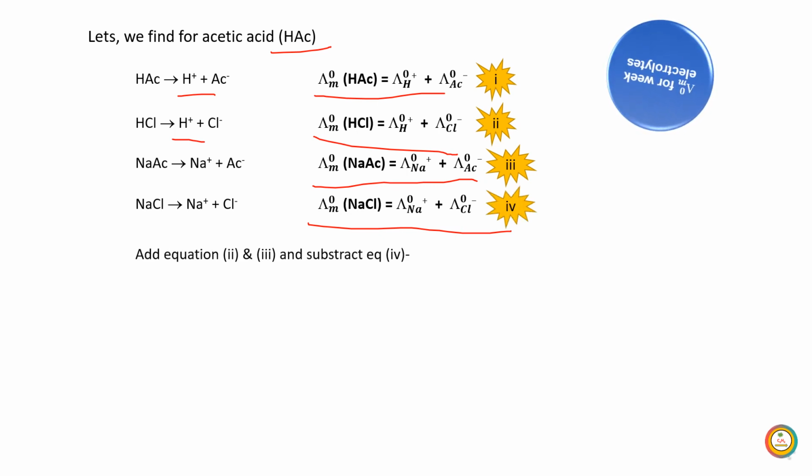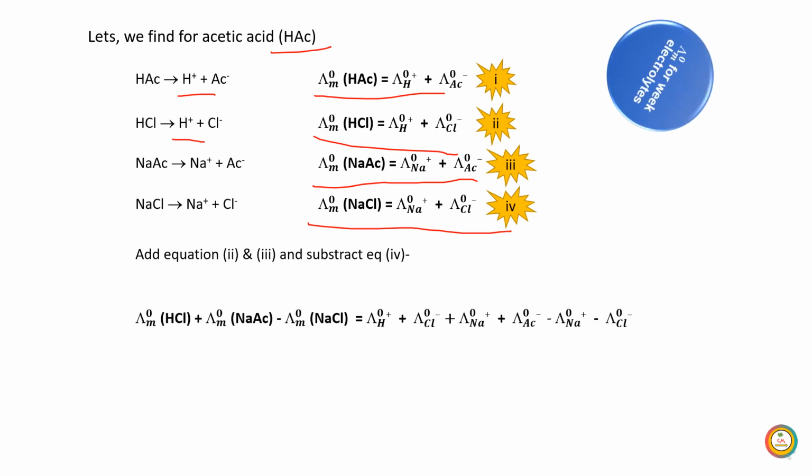Our next step is we add equations 2 and 3 and subtract equation 4 from that. Why do we add 2 and 3? Because we require H+ ion and acetate ion. Those are present in acetic acid. And why are we subtracting equation 4? Because we don't require Na+ ion and Cl- ion.